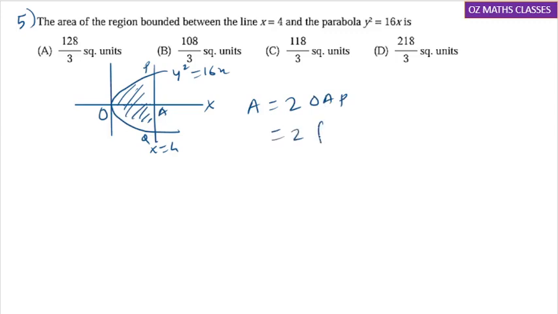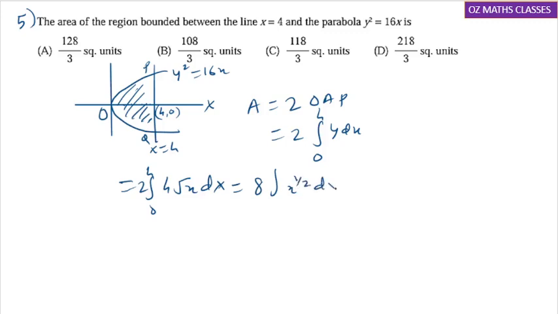Okay. So this will be 0 to, and what is this coordinate, x equal to 4 comma 0. So you have to take the limit 0 to 4, y dx, and 2 times outside. What is the y value? So y square is 16x. What will y be? y will be 4 root x. 4 root x dx. Now take the number outside. So 8, and x power root x means x power 1 by 2. So integrate x power 1 by 2.